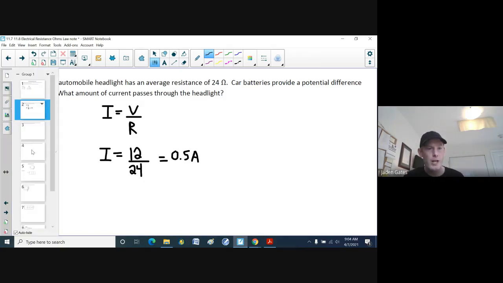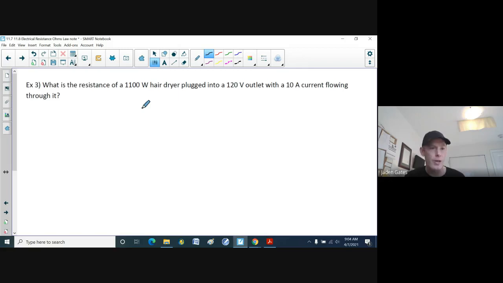All right, I'm going to skip one here, and we'll try another one. What is the resistance of a 1,100 watt hair dryer plugged into a 120 volt outlet, which we all have in our house, with a 10 amp current flowing through it? It's a lot of current.